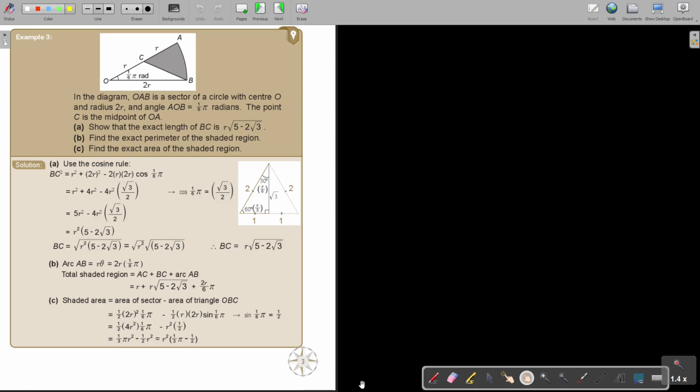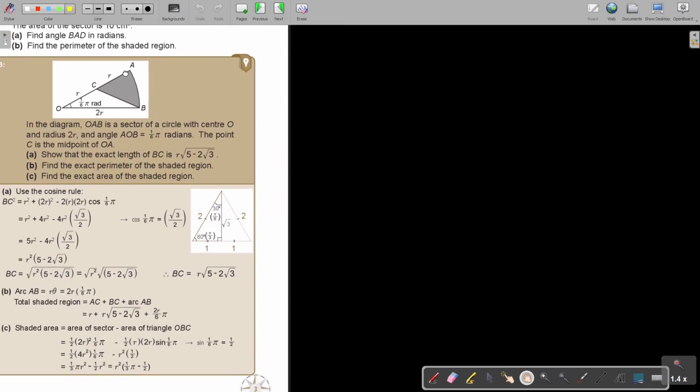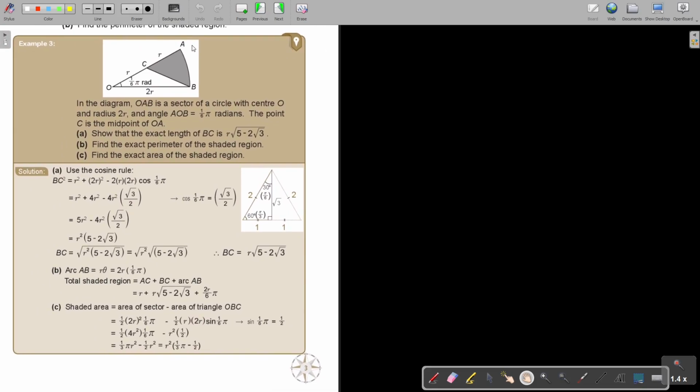In the diagram, OAB is a sector of a circle with center O and radius 2r. So basically, let's just say this is 2r, this is 2r. Okay. And angle AOB is 1 over 6 pi radians. The point C is the midpoint of OA, so it divides it into r and r.